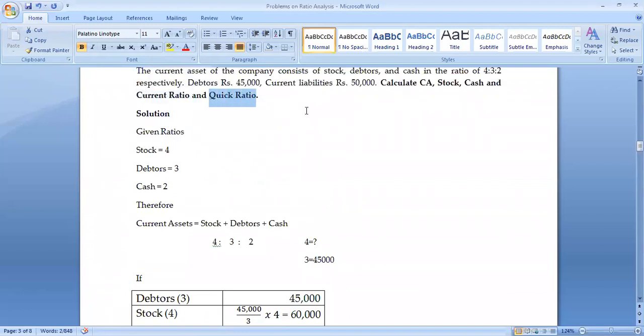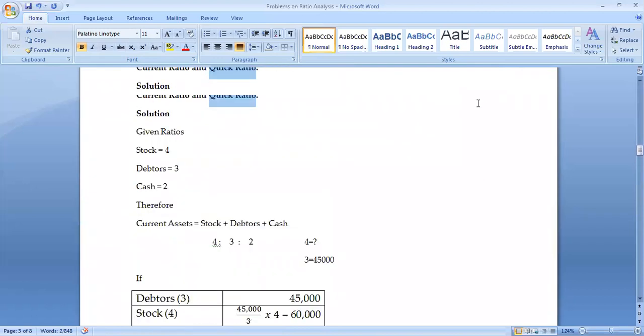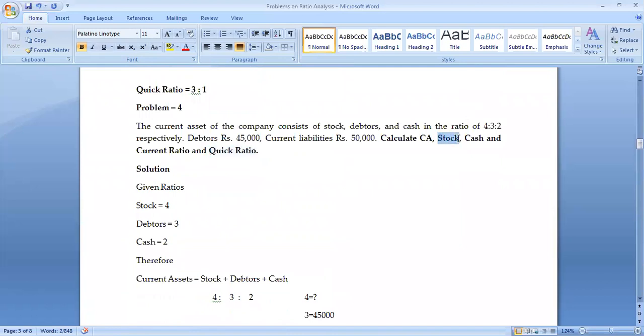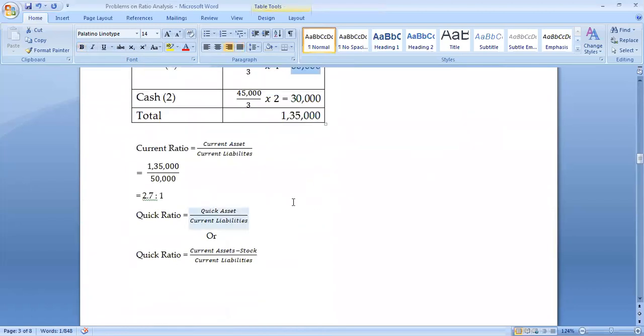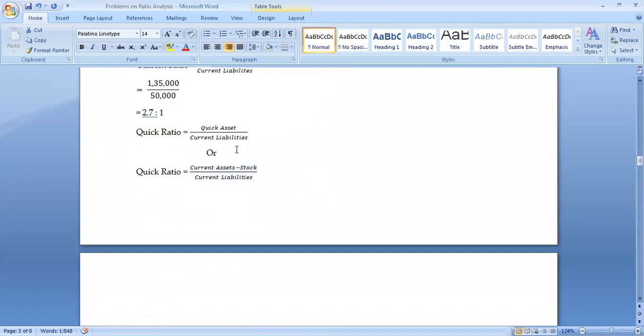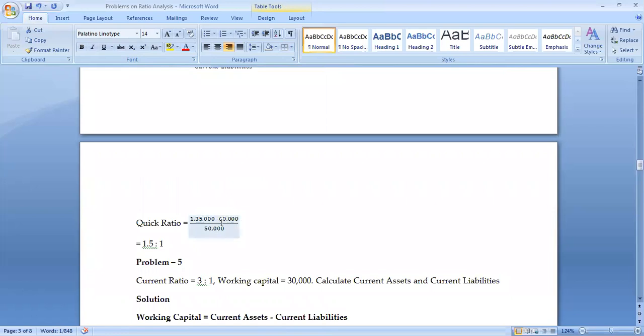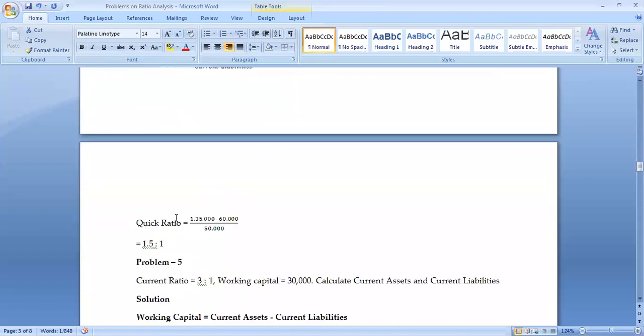They have also asked you to find out the quick ratio. So quick ratio includes what? Quick assets divided by current liability. You know the current liability already. Now you have to find out the stock first. The stock you have already computed. So what is the stock here? 60,000. So 1,35,000 minus 60,000 gives you the quick assets. So quick assets is 1,35,000 minus 60,000, divided by current liability 50,000. So 1.5 is to 1 is the quick ratio.